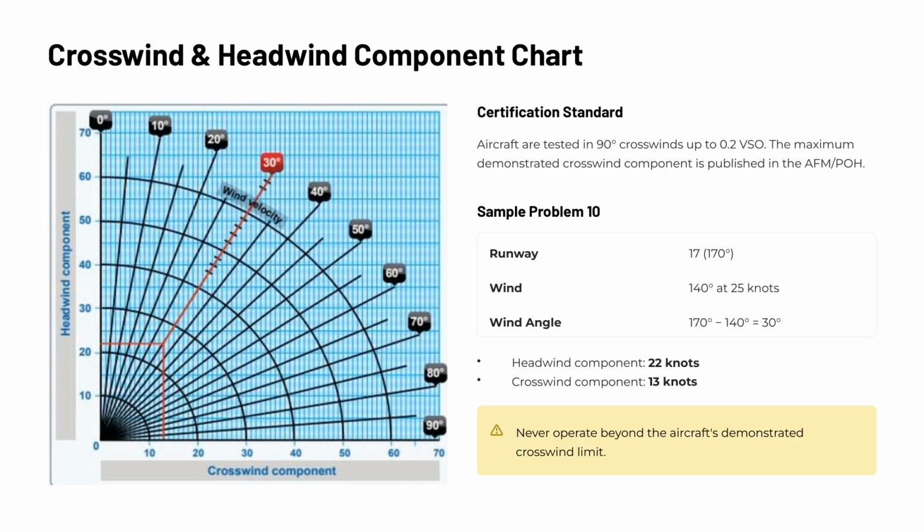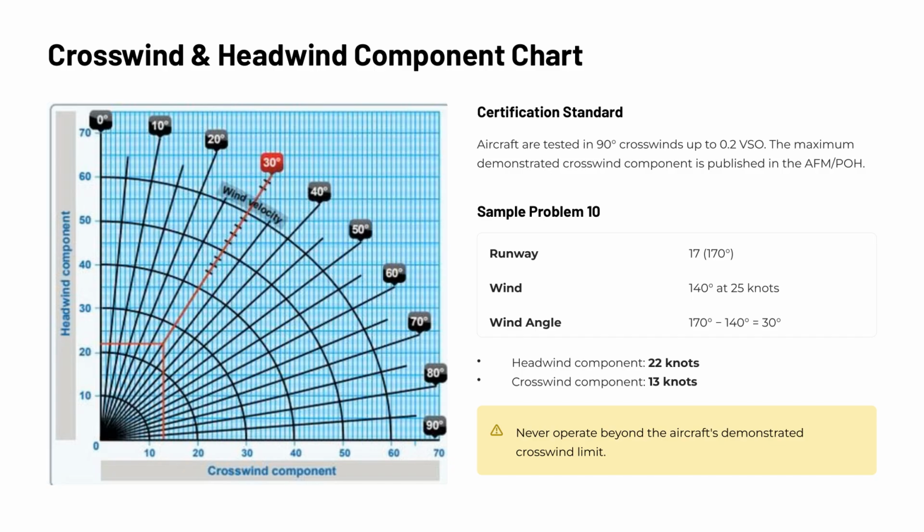Let's work through sample problem 10 to see how the chart is used in practice. The runway in use is runway 17, which has a magnetic heading of 170 degrees. The reported wind is from 140 degrees at 25 knots. To find the wind angle, subtract the wind direction from the runway heading. 170 minus 140 gives us a 30-degree angle.